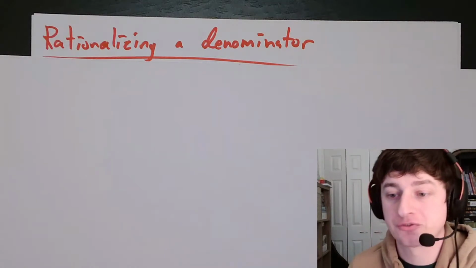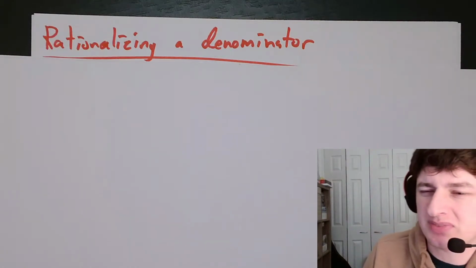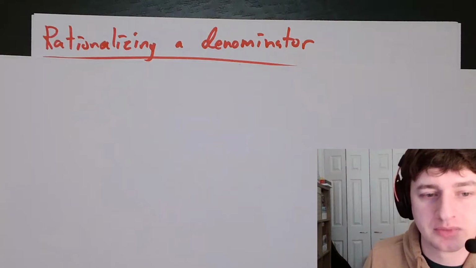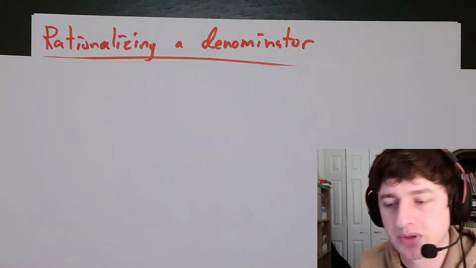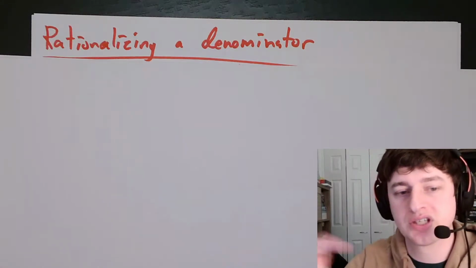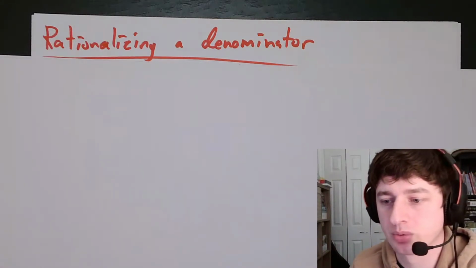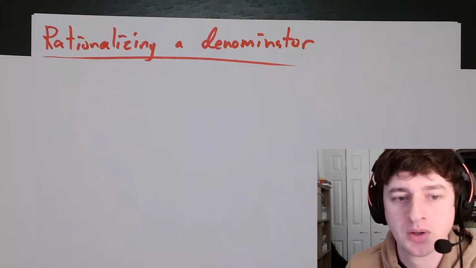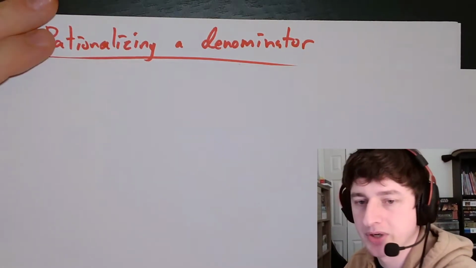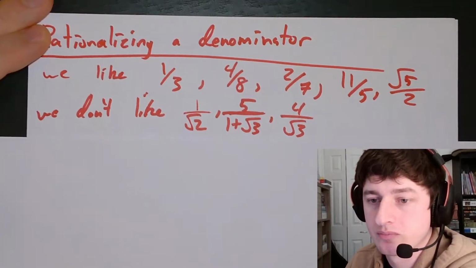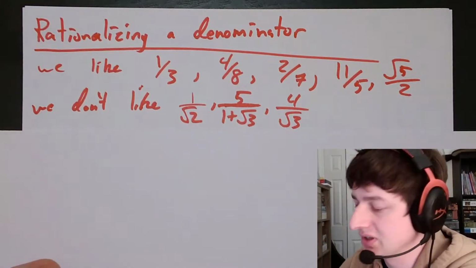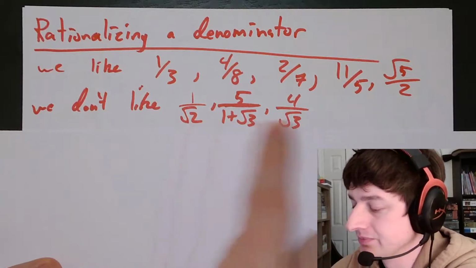Okay? This first page is going to kind of be set up. Like, here are the things that you need to know to do the thing. And then the second page of my notes is going to be, here's each step with a bunch of examples of what we're actually doing. Okay? So, rationalizing the denominator, we're going to take fractions that look like these.